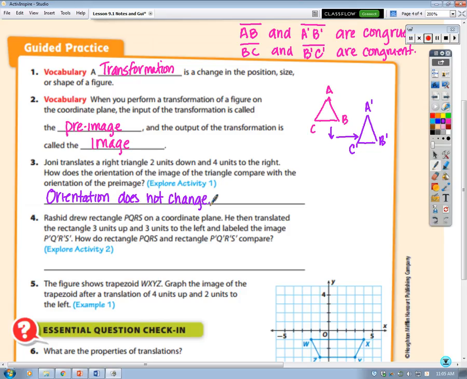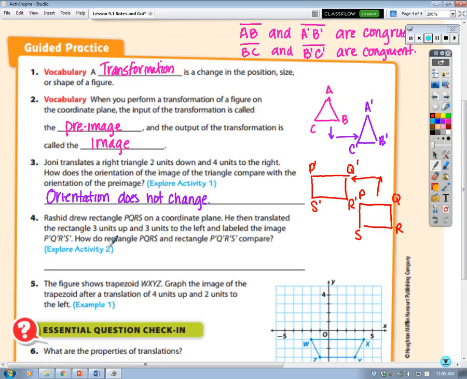Orientation does not change. So then let's go ahead and take a look at number 4. Rashid drew rectangle PQRS on a coordinate plane. Let's go ahead and draw this. PQRS. He then translated the rectangle up 3 units and 3 units to the left. So let's say we go up and over 3 units. And we now have the image, which he labeled P prime, Q prime, R prime, S prime. So we've got P prime, Q prime, R prime, and S prime.